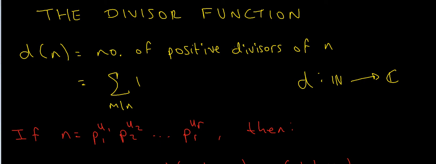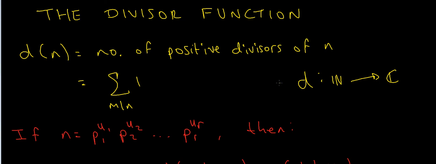So in this video I want to talk about the divisor function. The divisor function is d of n, and d of n denotes the number of positive divisors of n. And I can express that in summation notation as the sum over all the divisors m of the integer n, and each time I have a divisor of n, I just add 1 to it.